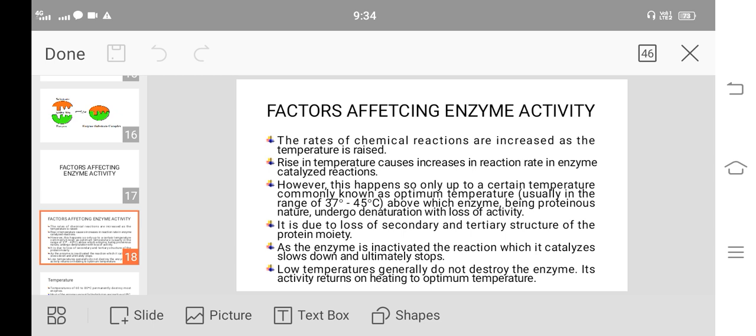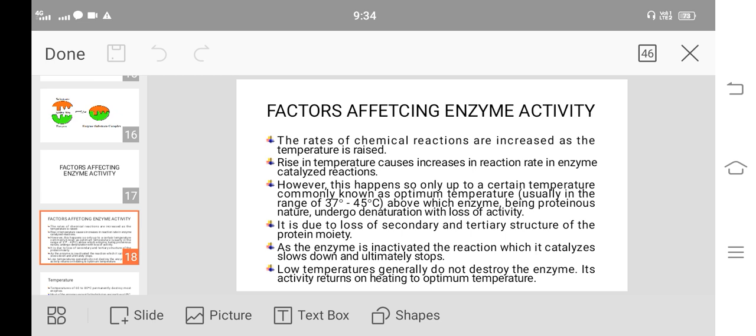Up to a certain temperature, commonly known as the optimum temperature, it is usually in the range of 37 degrees Celsius to 45 degrees Celsius. Above this, the enzyme, being proteinous in nature, undergoes denaturation with loss of activity. This is due to loss of the secondary and tertiary structure of the protein moiety. As the enzyme is inactivated, the reaction which it catalyzes slows down and ultimately stops.